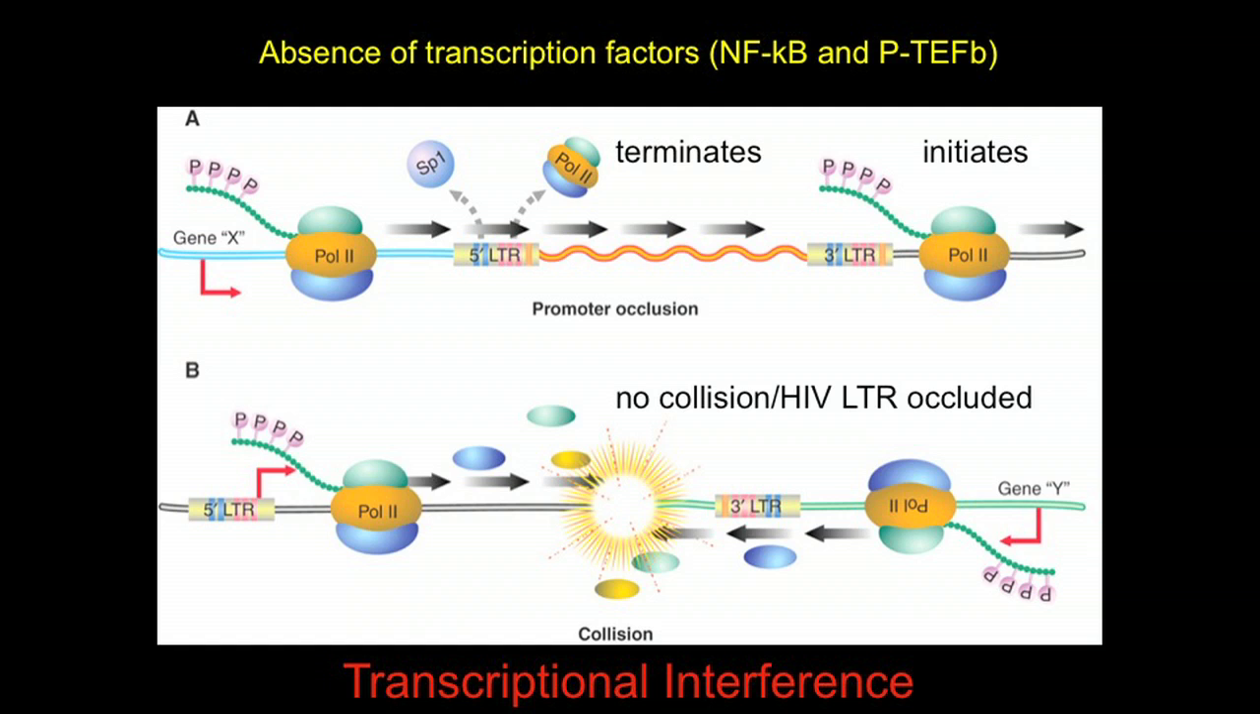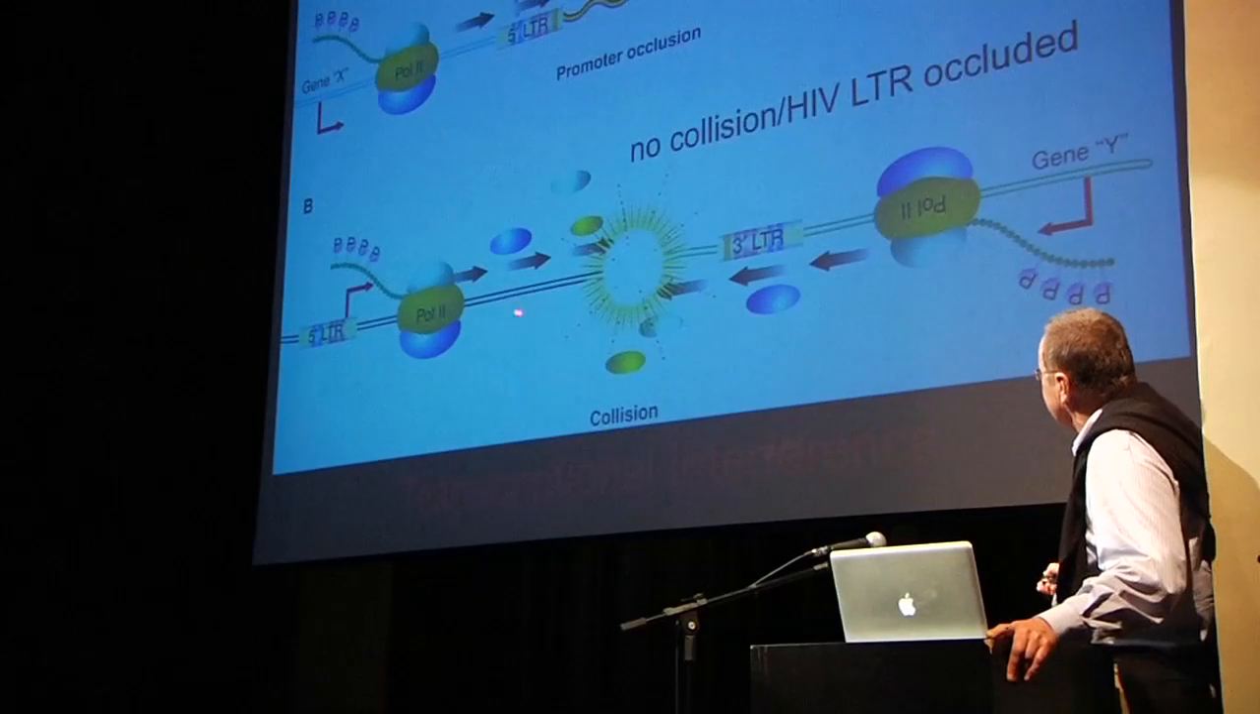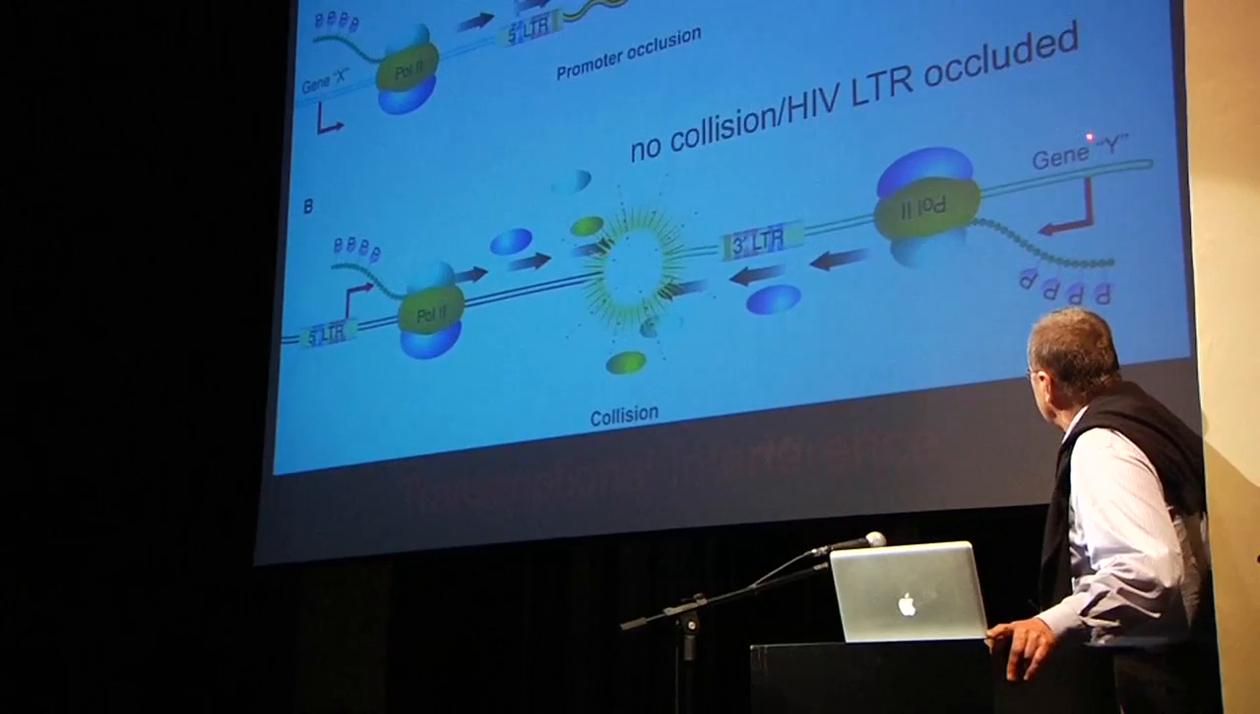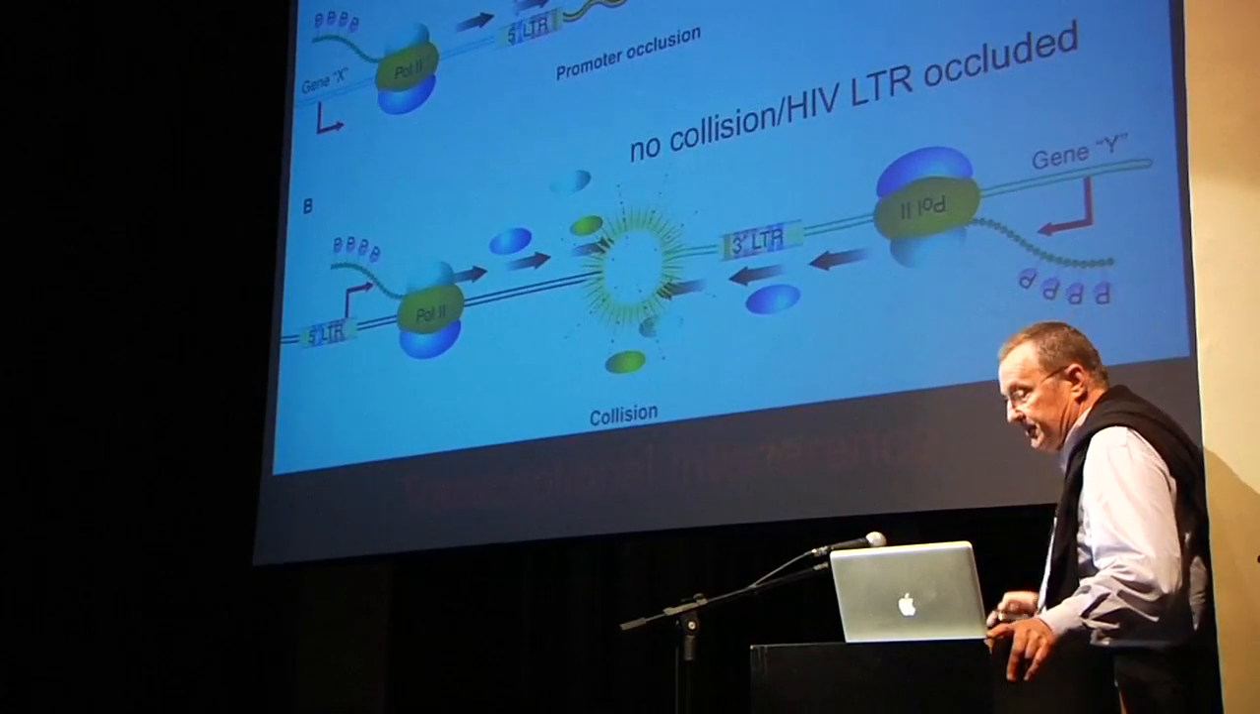If it's in the opposite orientation, there is no collision, actually, because usually this polymerase wins out in every single case when there's no NF-kappa B there, and the polymerase just keeps going and occludes the 5' LTR here. So basically, in either situation, in the sense or in the antisense orientation, by transcription interference, the virus does not fire. The only difference is that here this does not inactivate the upstream gene. This does inactivate the upstream gene.